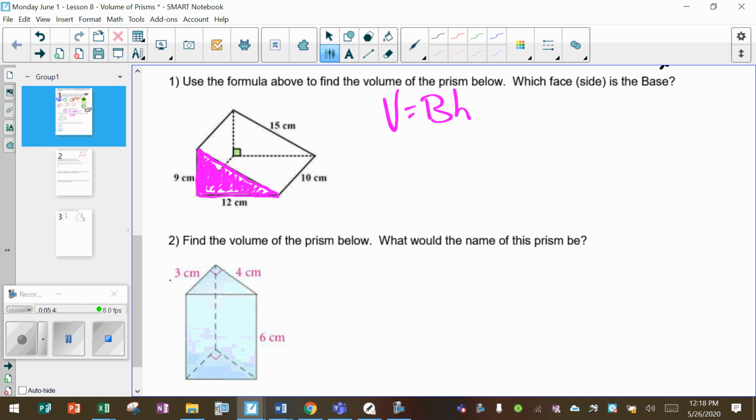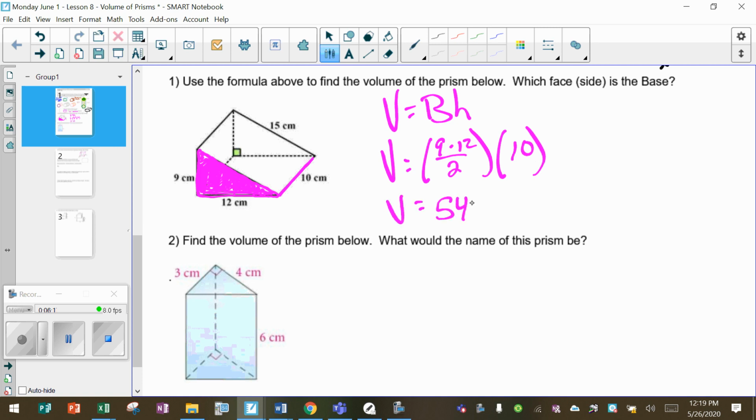Now this triangle, we know the formula for the area of a triangle, base times height divided by 2. So our volume starts with the area of the triangle, 9 times 12 over 2, and then multiplies it times the height. Now the height of this prism is the distance between the two parallel bases. So in this case, the distance from one triangle edge to the other triangle edge, that's our height of 10. So we go to our calculator, multiply this out, and we end up with a volume of 540 centimeters cubed because it's a three-dimensional shape.